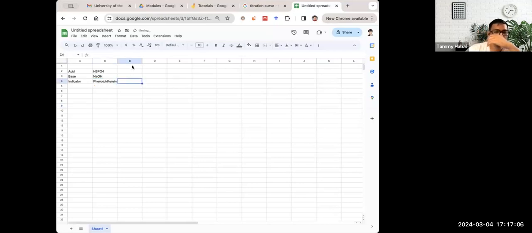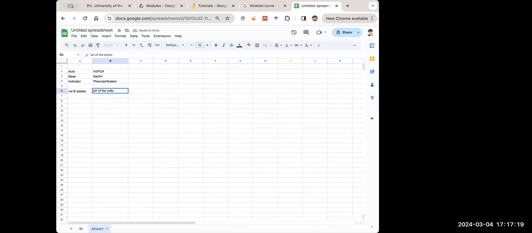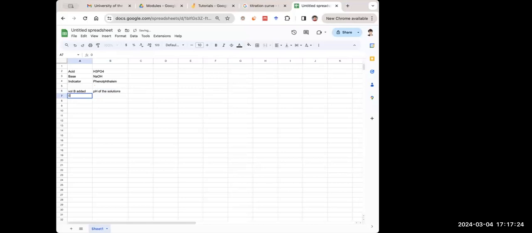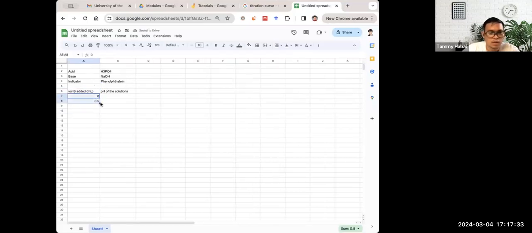So you should have your table of the volume of your base added and the pH of the solution. What does the manual say? What's the increment? 0.5, from 0 to 0.5. This goes up to pH 12.